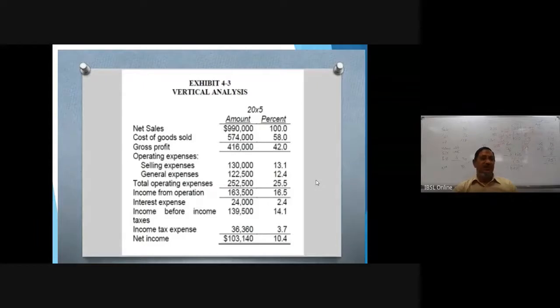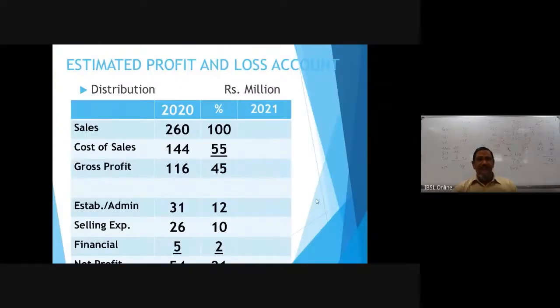Very important. Okay, shall we do a small exercise? Now, figures are given here. Sales 260, cost of sales 144. Therefore, gross profit is 116. I got a simple P&L to work out. Established expense of 31 million. Selling expense of 26 million. Financial 5 million. Net profit is 54 million.